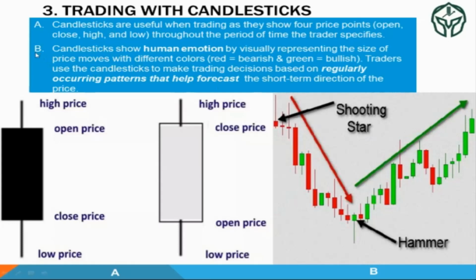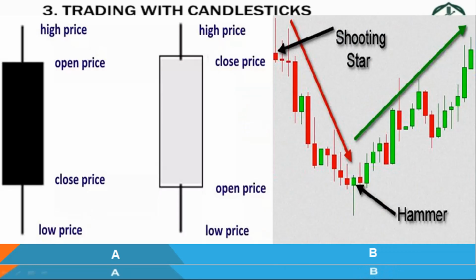Let's move on. Paragraph B. Candlesticks show human emotion by visually representing the size of price moves with different colors. Red equals bearish, green equals bullish, or whatever specific colors you have on your charts. Traders use the candlesticks to make trading decisions based on regularly occurring patterns that help forecast the short-term direction of the price. Please give your attention to picture B, where the arrow is pointing at the green hammer. This is a perfect example for that last paragraph, because it explains that you use candlesticks to indicate where the short-term direction in the price will move, and you can use this on different time frames.